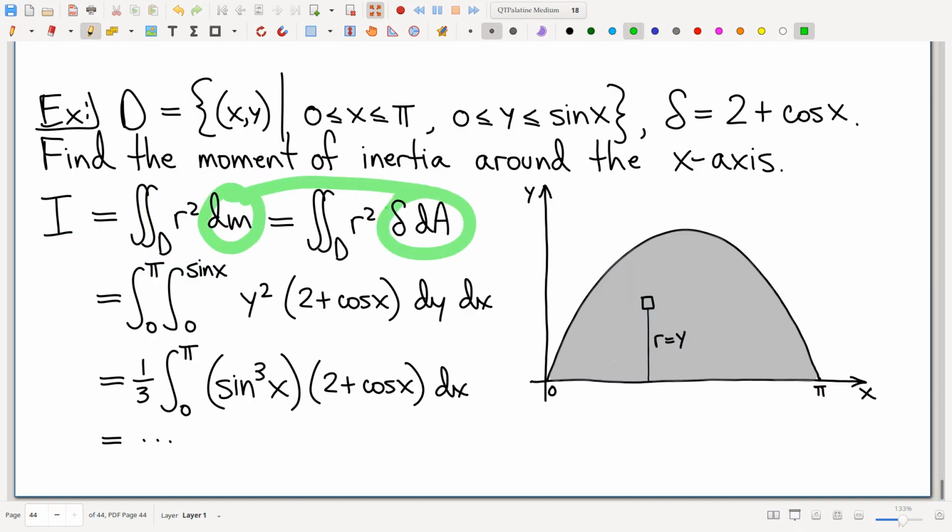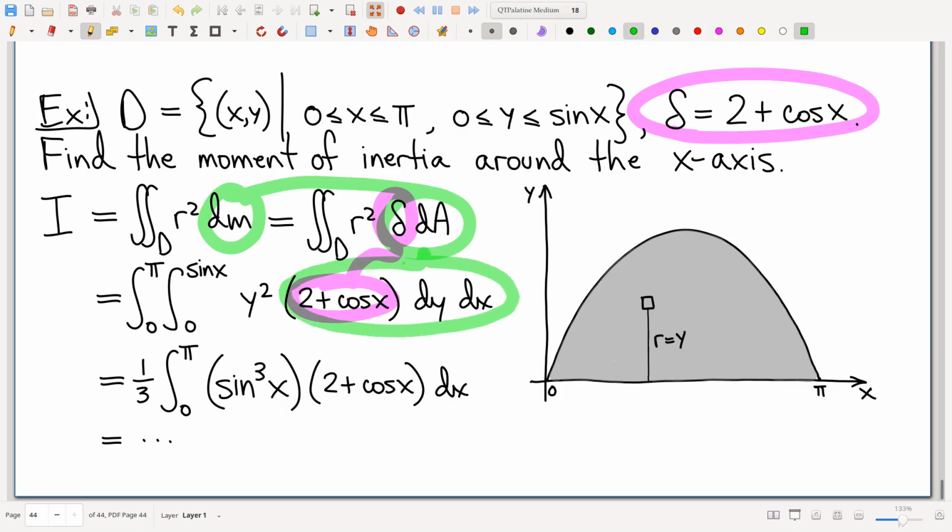Mass is density times area. Density is given. So my dm simplifies like that.